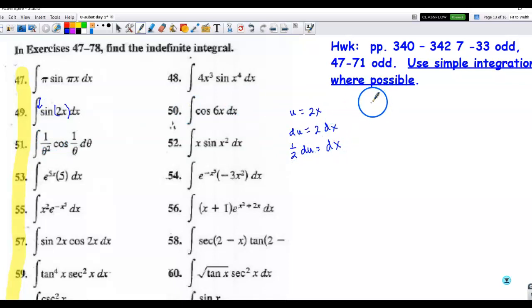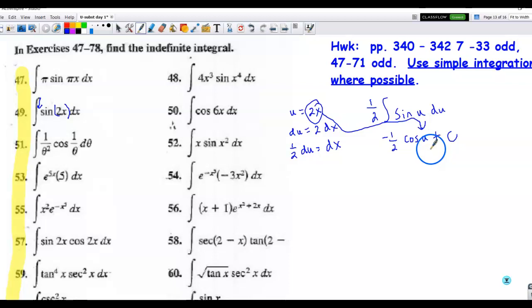I'm going to make my replacements, so I have my 1/2 coefficient out front. In place of the 2x, that's where I'm substituting the u, and I'm replacing the dx with the 1/2 du. As we said in the last problem, the antiderivative of sine is negative cosine u, whoops, not du, eraser, there we go, plus c, and then I would replace the 2x in here, which I'm not going to show.